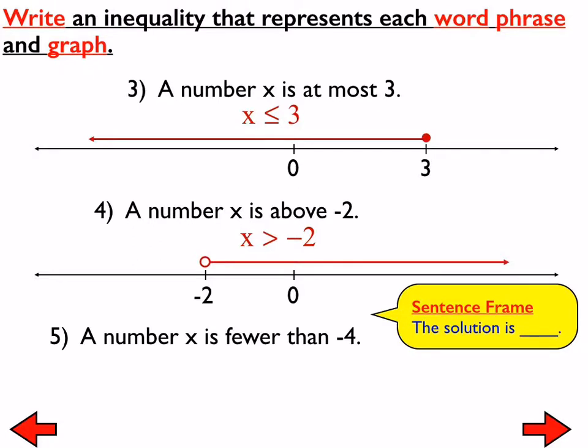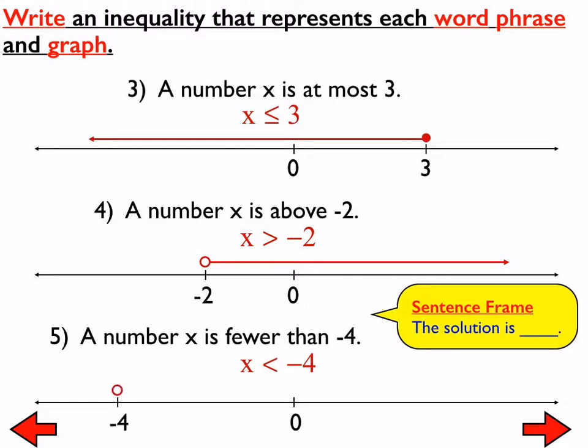And number 5, a number x is fewer than negative 4. That translates to the inequality x is less than negative 4. The graph looks like this. Open circle over negative 4 because we are not including negative 4, and all the numbers that are smaller than or less than negative 4 on the number line are to the left of that, so our arrow goes to the left.